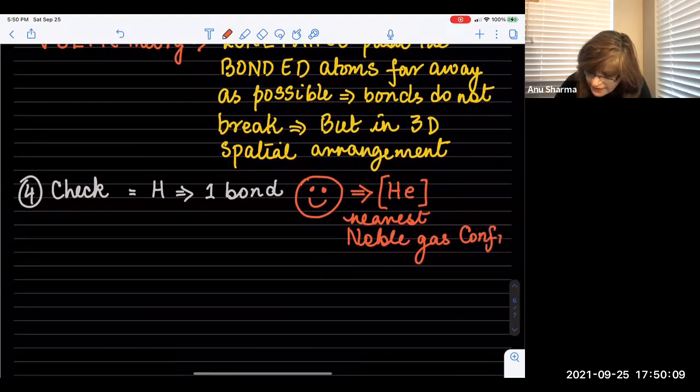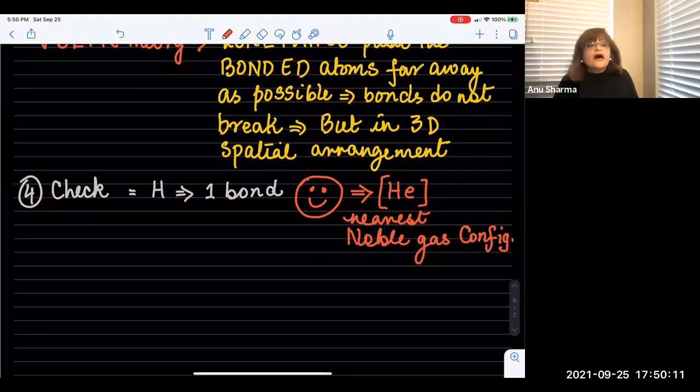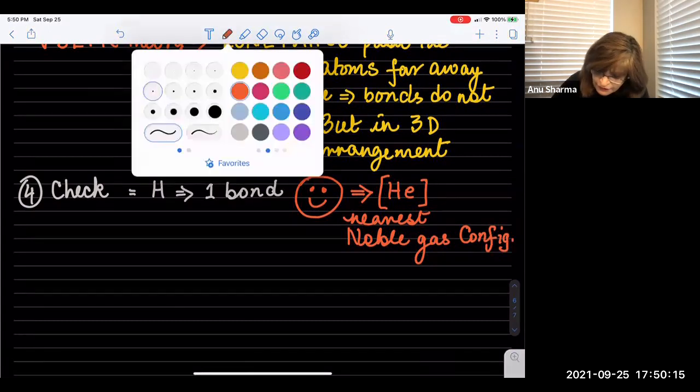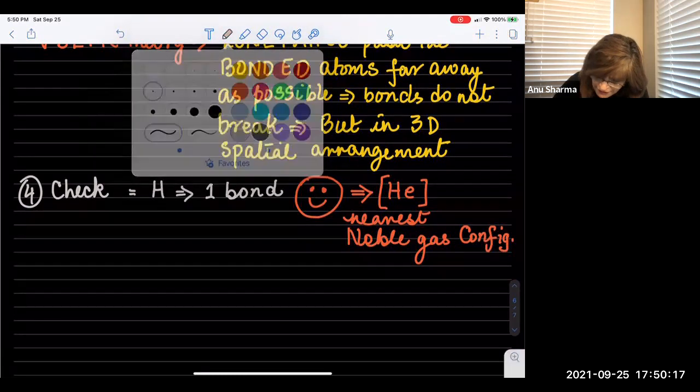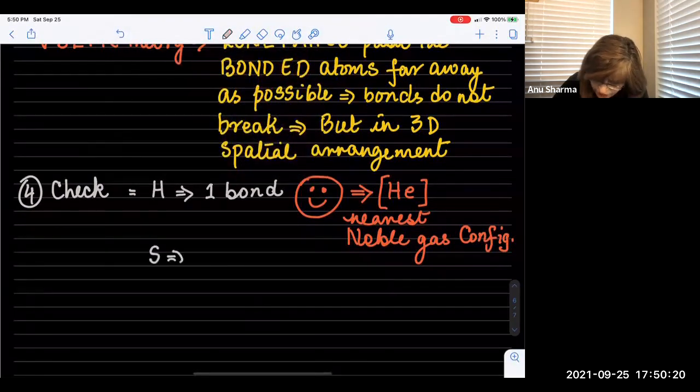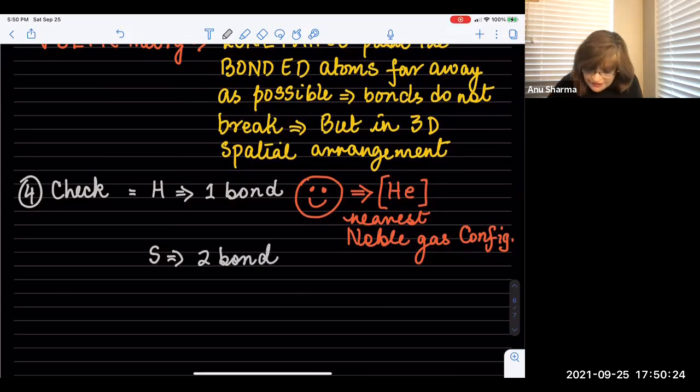So that's why hydrogen is happy to bond with sulfur. Now let's look at sulfur. What is the deal with sulfur? Sulfur is making two bonds, and that's the capability of sulfur. And second thing is the sulfur's octet is also met. Sulfur has 8 electrons in its outermost shell. How?